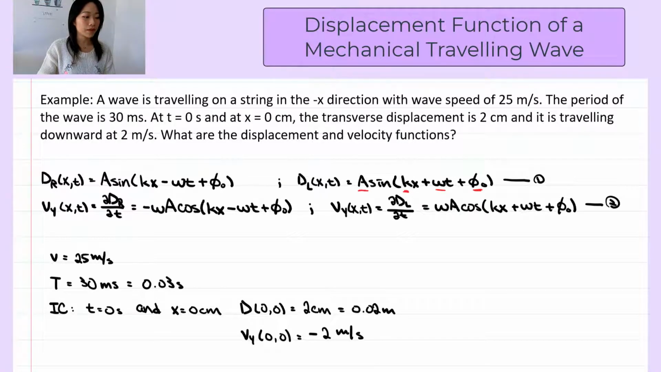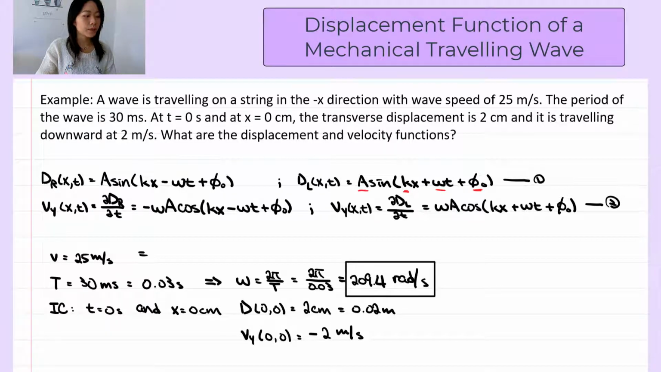Let's start with the period. We know that angular frequency is 2 pi over the period. So angular frequency is 2 pi divided by 0.03, which equals 209.4, and unit is radians per second. Then let's use the wave speed.